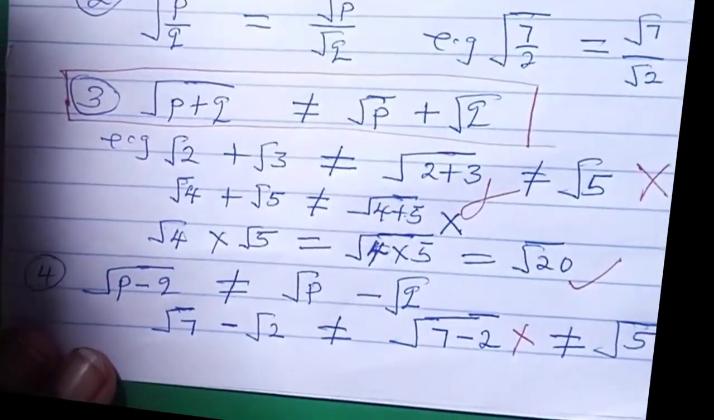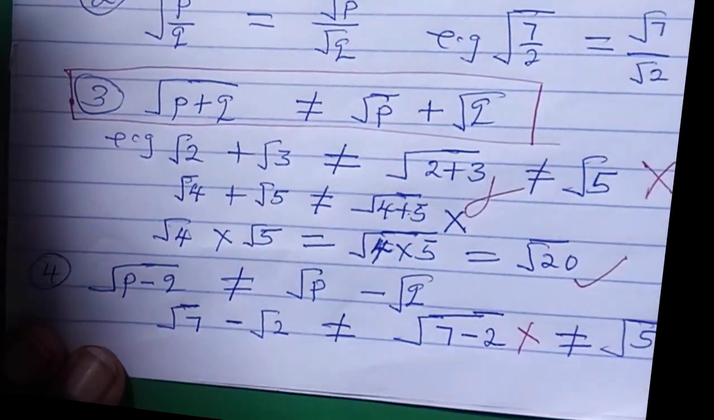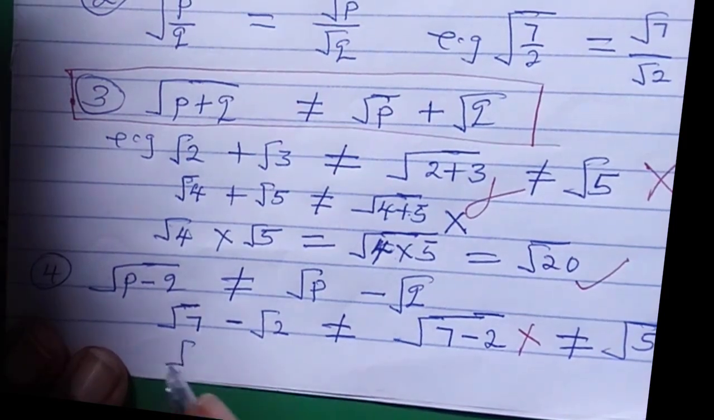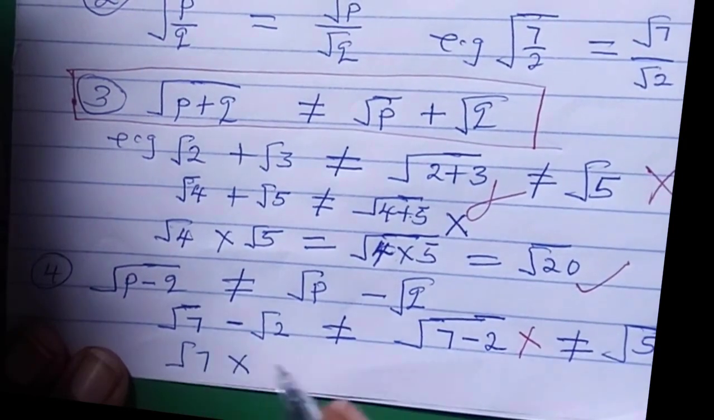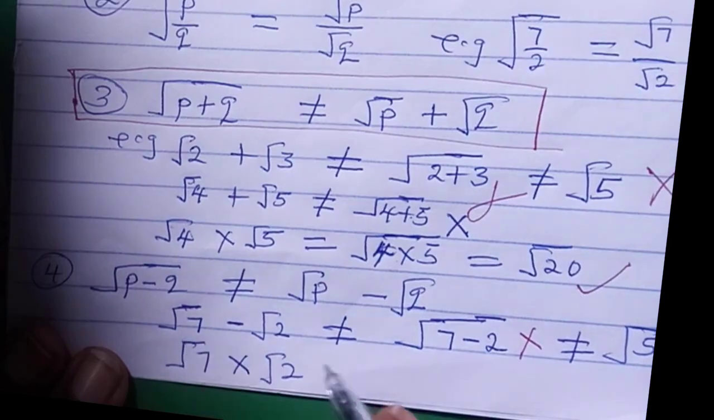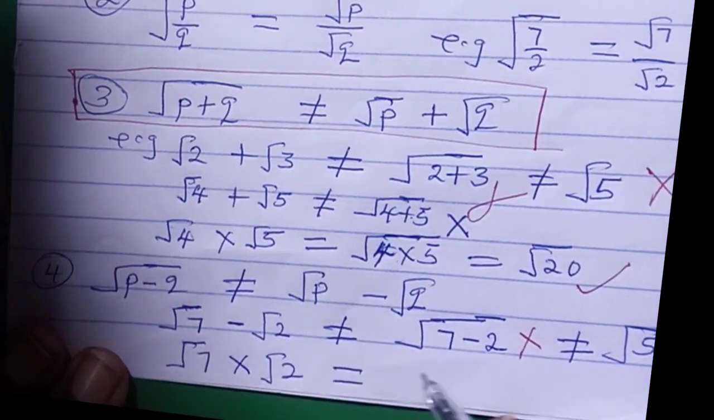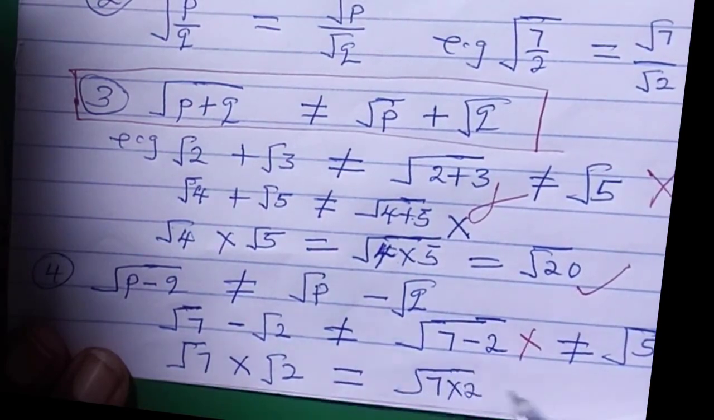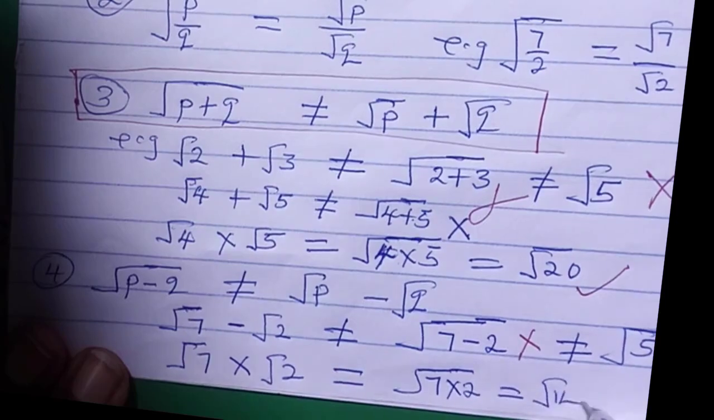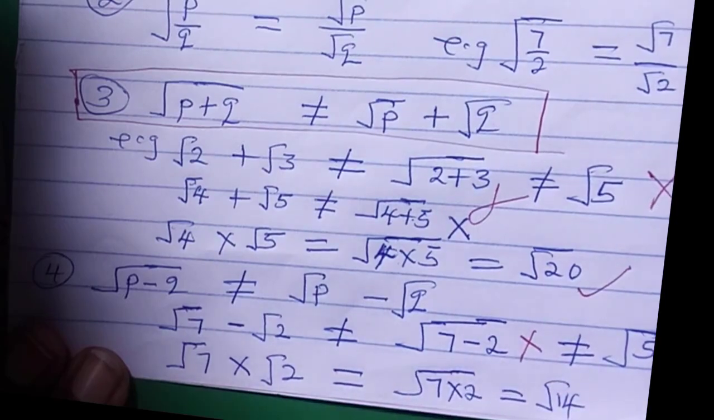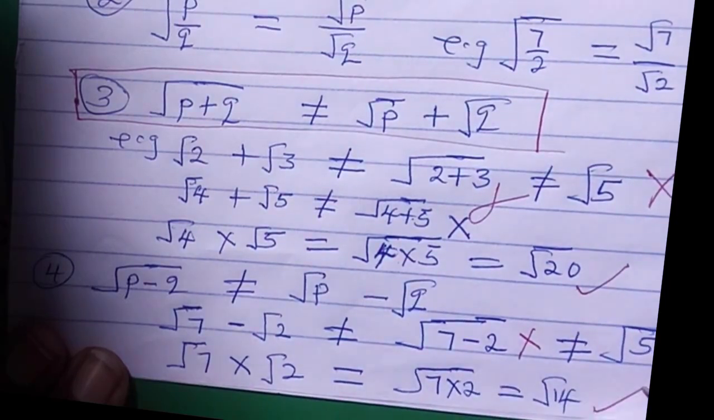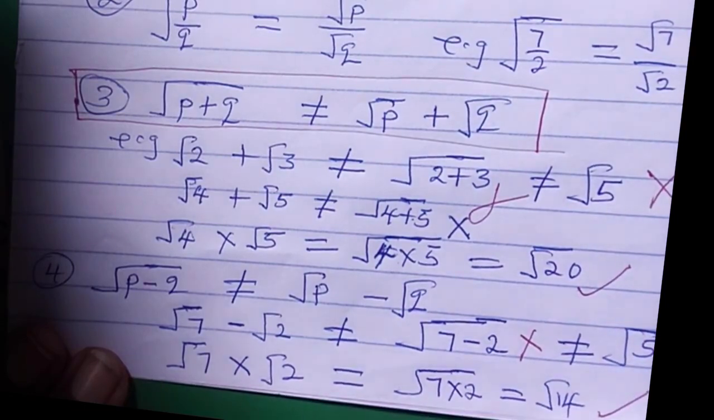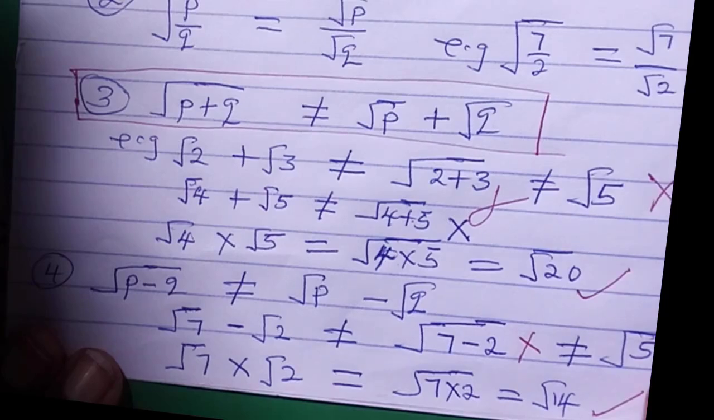So these are basically the rules that govern the operation of surds. But take note that assuming we have, let me say, root 7 times root 2, this can be written as root 7 times 2, which is equal to root 14. This is very, very correct. So these are the rules that govern the operation of surds.